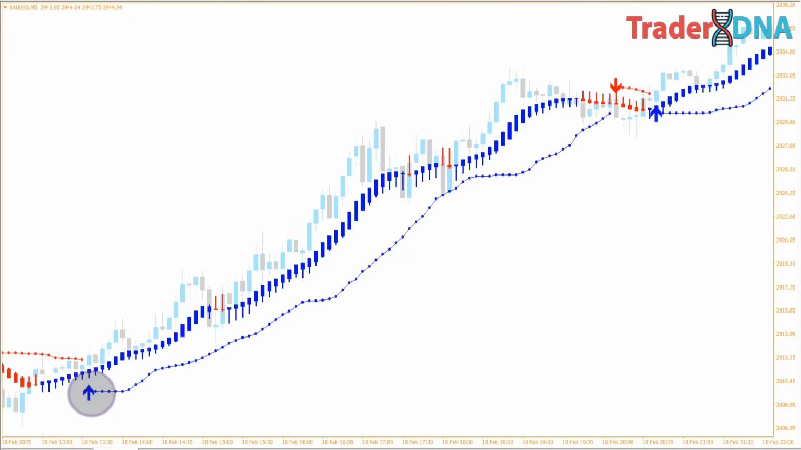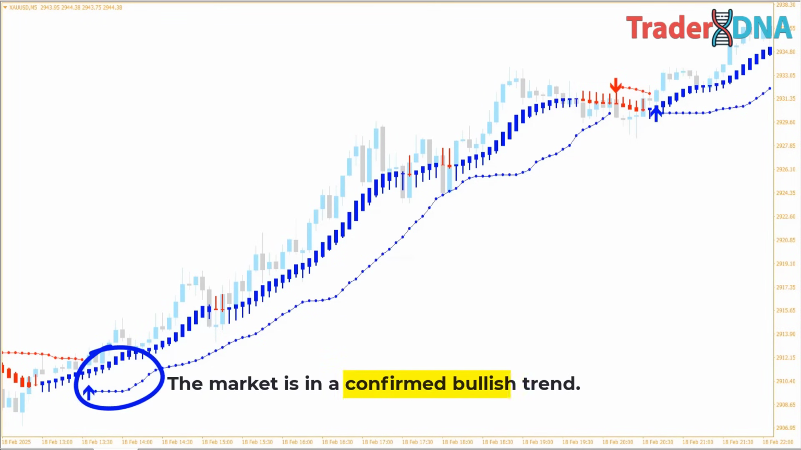Look at indicator profitable strategy 1 and indicator profitable strategy 2. If both are blue, that means the market is in a confirmed bullish trend.